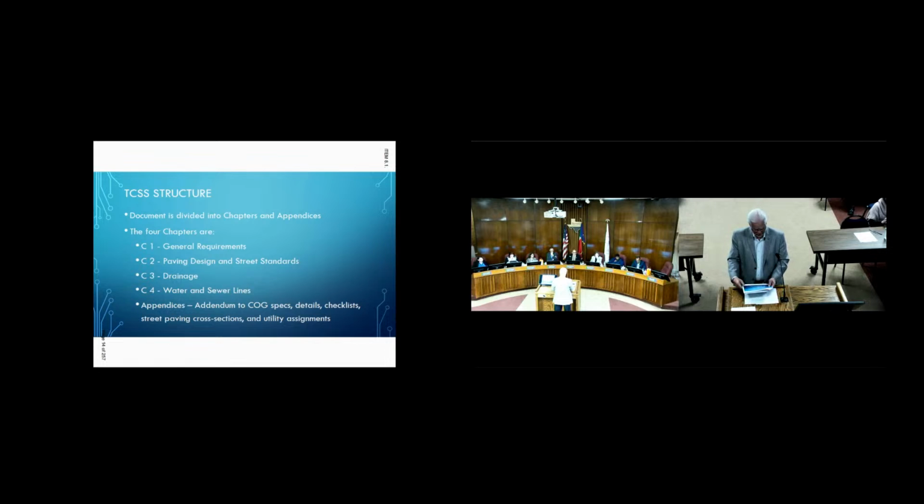So the structure of the TCSS is it's divided into some chapters and appendices. There's four main chapters: general requirements, and then paving and street information. Then there's a section on drainage, and then water and sewer is in the final main chapter. And there's a lot of figures and tables sprinkled in with these appendices that are in the back of it. We do have what's called an addendum to the COG specs, which a lot of people adopt that helps further amplify some of those and use some of the things that people want to pull out and use in their base design standards.